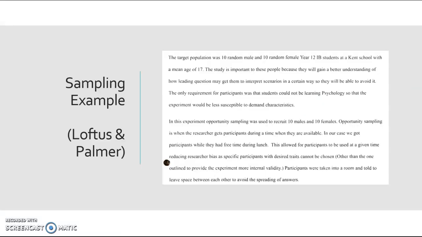Looking at this example from the Loftus and Palmer experiment, you can see they've done the same, but again, just slightly less detailed. They've said who they've chosen, so 10 male, 10 female. It'd be better though if they'd explained exactly why they've chosen these certain students.